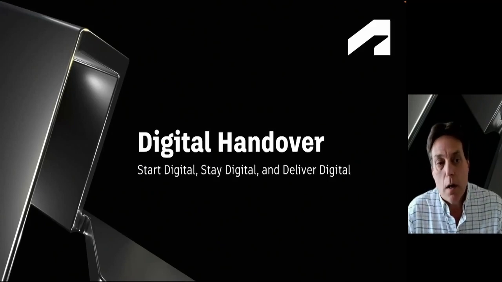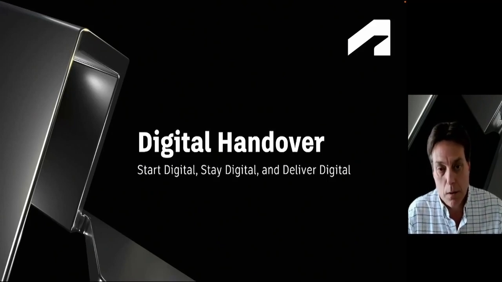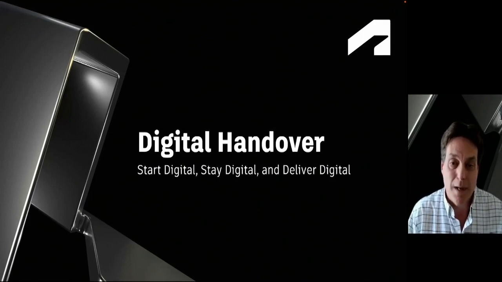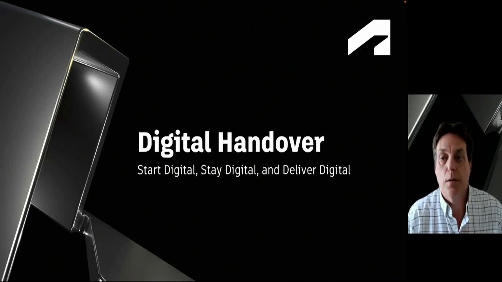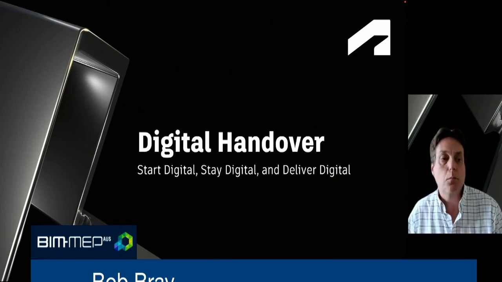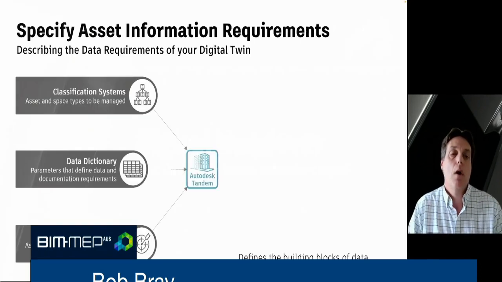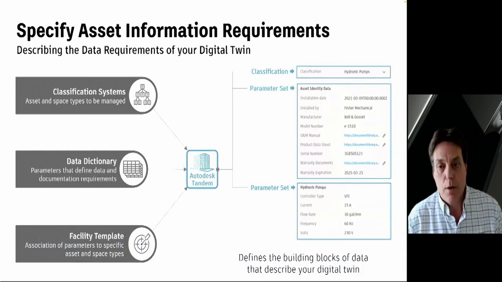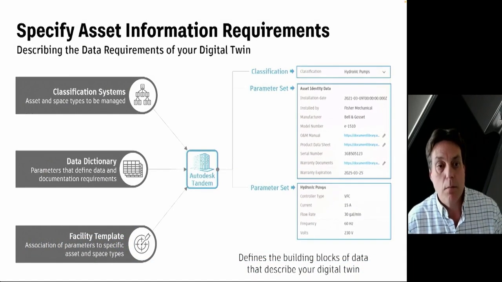I'll dig into Autodesk Tandem's digital handover workflow a little bit. How do we get from BIM to FM? And the point here is we want to harness the BIM process to make digital twins a highly repeatable, natural output of the project lifecycle. That all starts by really specifying the asset information requirements of the digital twin.